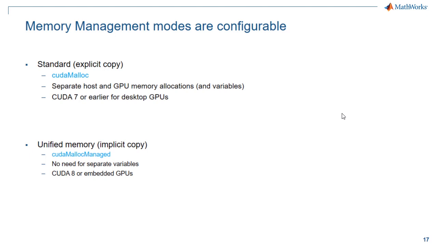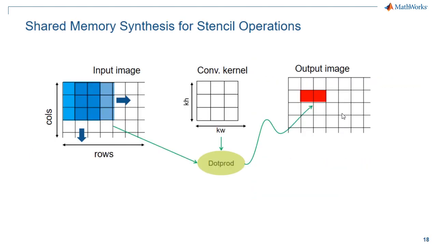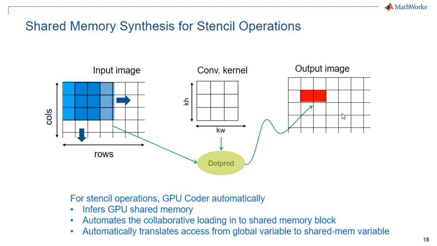So I talked about memory management a little bit earlier. We support, of course, CUDA malloc and also the newer CUDA malloc managed. And if you're working with image processing and computer vision type algorithms, there are opportunities for us to do even more to boost performance. For example, we have a design pattern in MATLAB called a stencil operation. In certain instances, for example, in image processing, you're operating on a convolutional kernel. When we convert this to CUDA code, we take advantage of shared memory so that we can maximize coalesced memory access with this particular dot product. And so this helps us increase performance so that you can run these algorithms much faster. And this is all done automatically by GPU Coder.